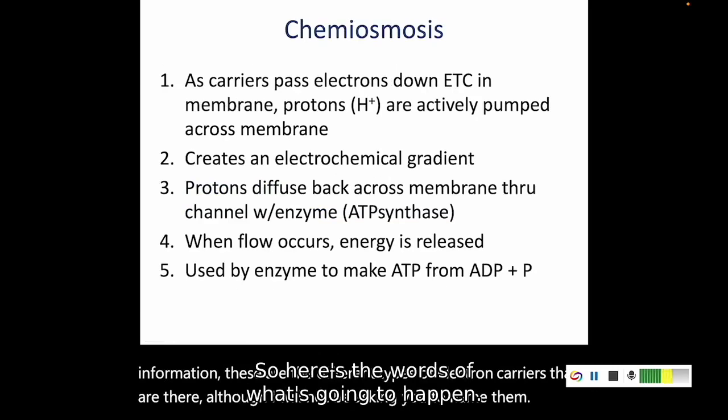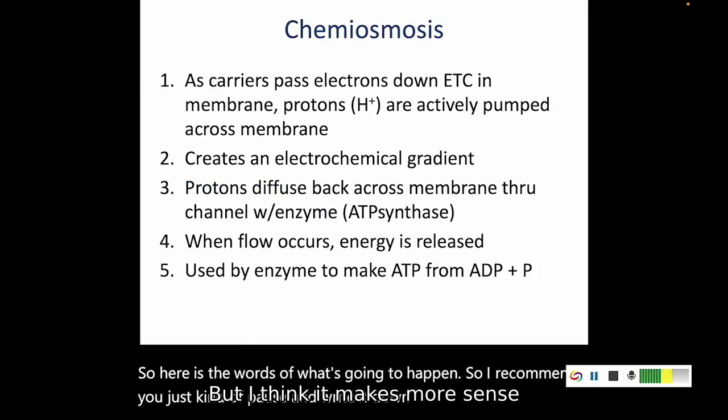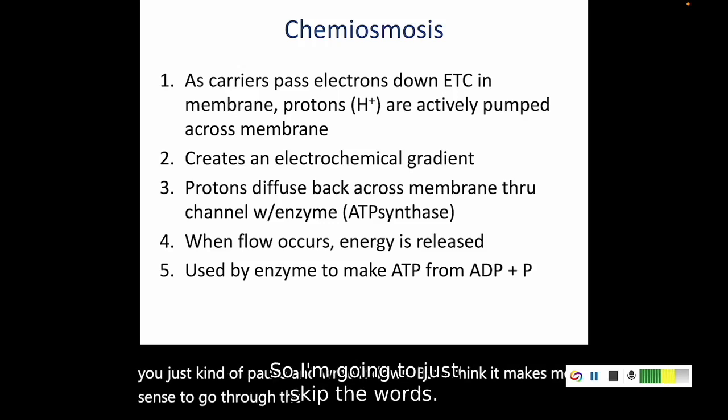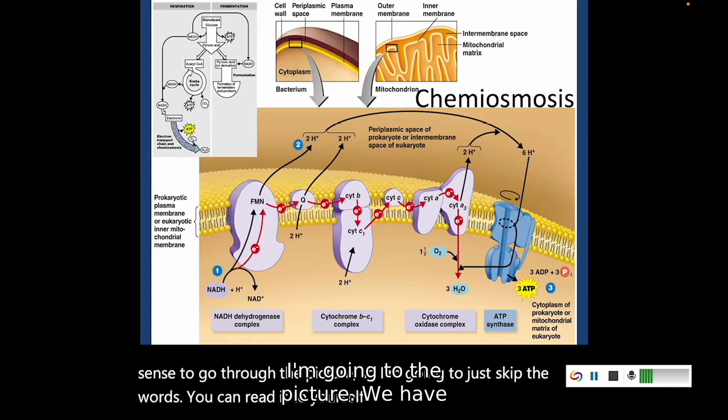So here is the words of what's going to happen. I recommend you pause and write it down, but I think it makes more sense to go through the picture. So I'm going to skip the words. You can read it to yourself. I'm going to the picture.